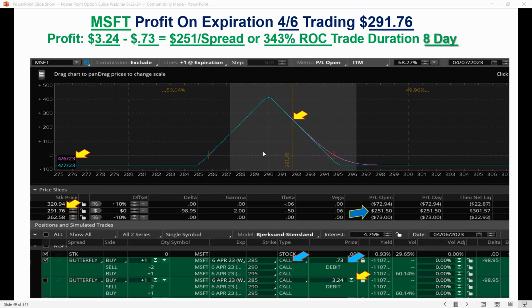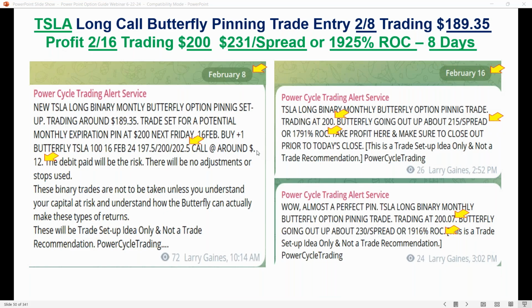Now, the next one is pretty amazing. This is one I just love to look at. This is one we did to show you how these things can really make huge returns on very low capital risk. So this was what we call a penny trade, and this was one that we did on Tesla. This was in February. Tesla was trading at 189.35, and we were looking for a move based on the charts and what we call option open interest analysis. We were looking for a potential move to $200.